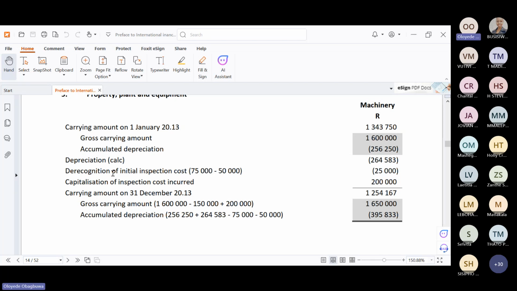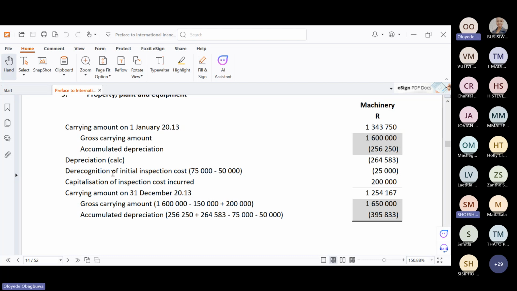So that is why it's a negative. Because the useful life is 2 years, it is 75. But because the inspection was done earlier than scheduled, they now determine the depreciation based on the number of months that the initial depreciation covered. And now the new depreciation is 50,000. So the balance of that initial depreciation will be derecognized.